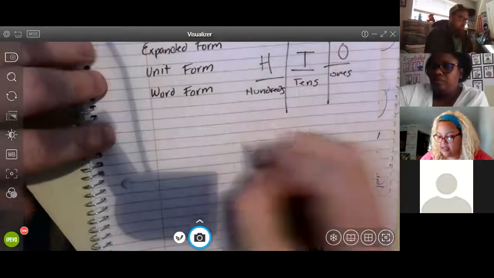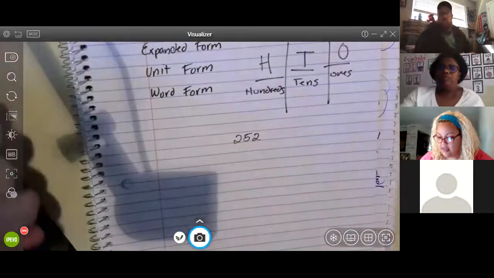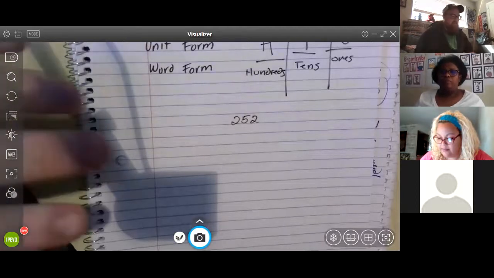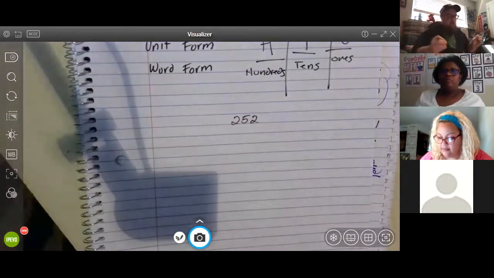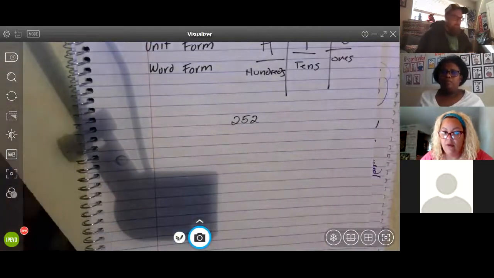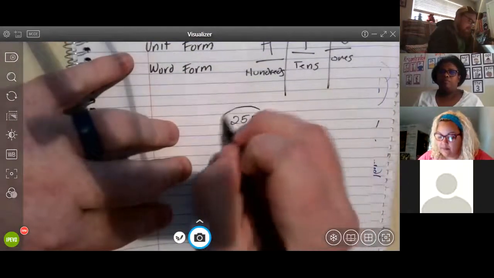The first number we're going to work with today is 252. We want to be able to take this number and expand it. When we are expanding things, we're taking that number and stretching it out so we can see all the little bitty place values that are hidden inside that number. In order to do this, we're going to put 252 inside of a number bond.